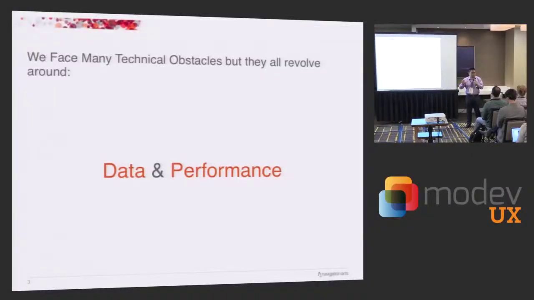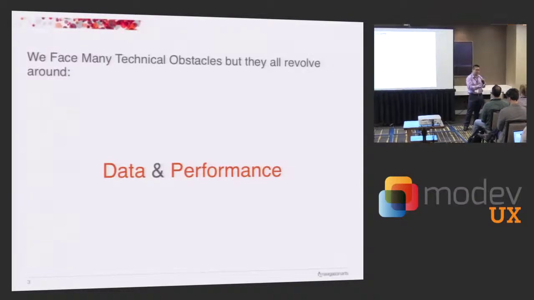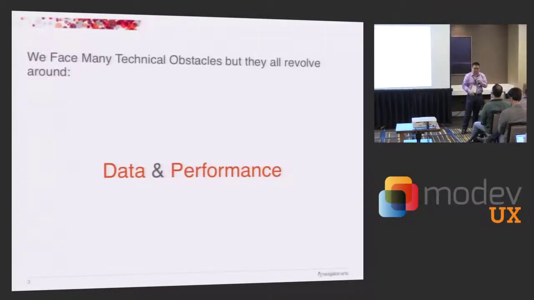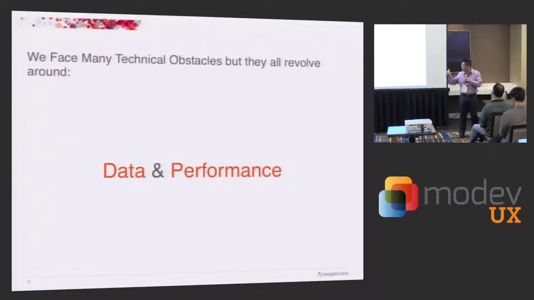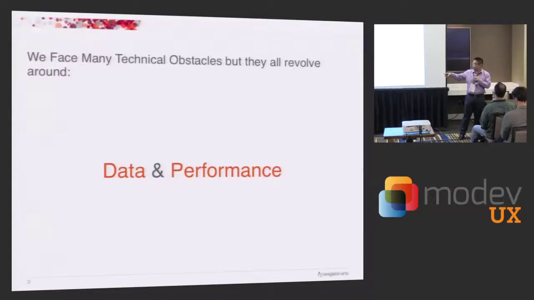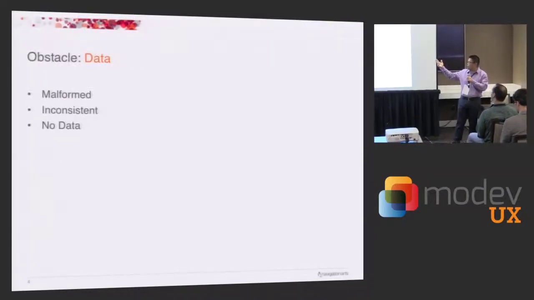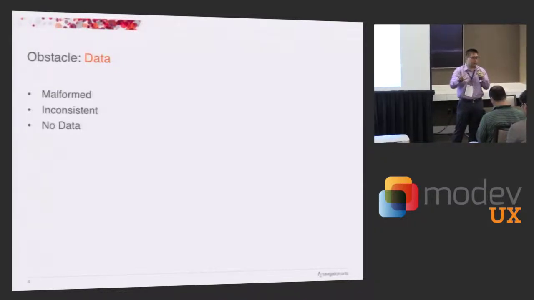go and create and craft an excellent design, an excellent user experience, and then technology will come in and say, that can't be done, or there are difficulties involved. And it usually involves around two things, data and performance. So I'll go down into each different route over here, and the first one, data, we'll go into malformed data, inconsistent data, and basically no data at all.